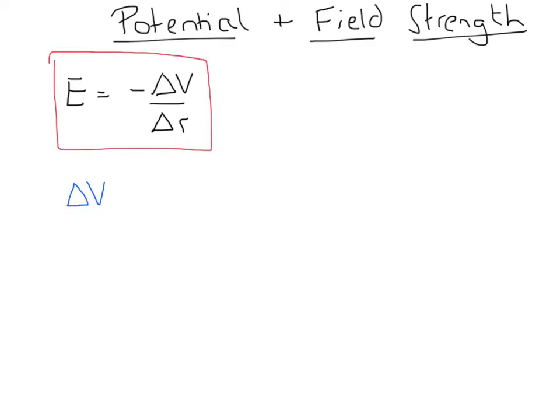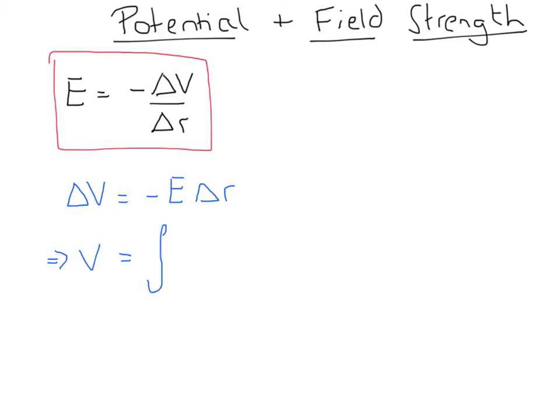Okay, so we need to rearrange this slightly to get the delta V on its own. We're going to get minus E delta R. Okay, so if we want to actually solve for what potential is, we're going to need to do an integration.